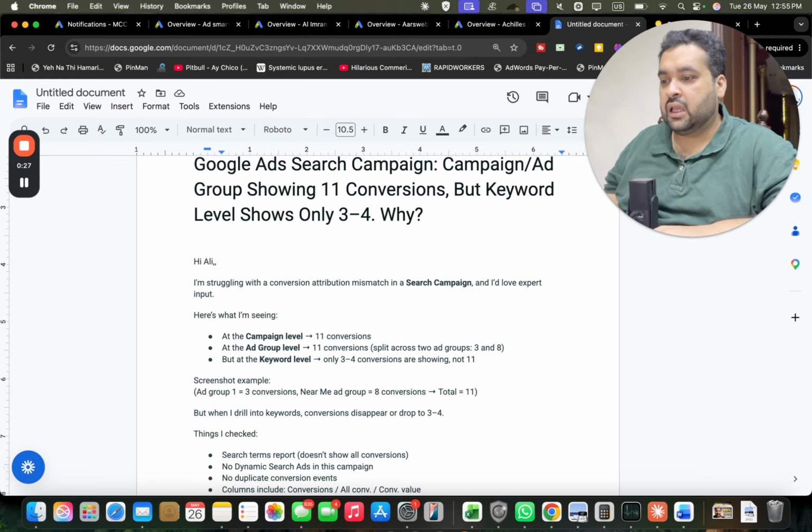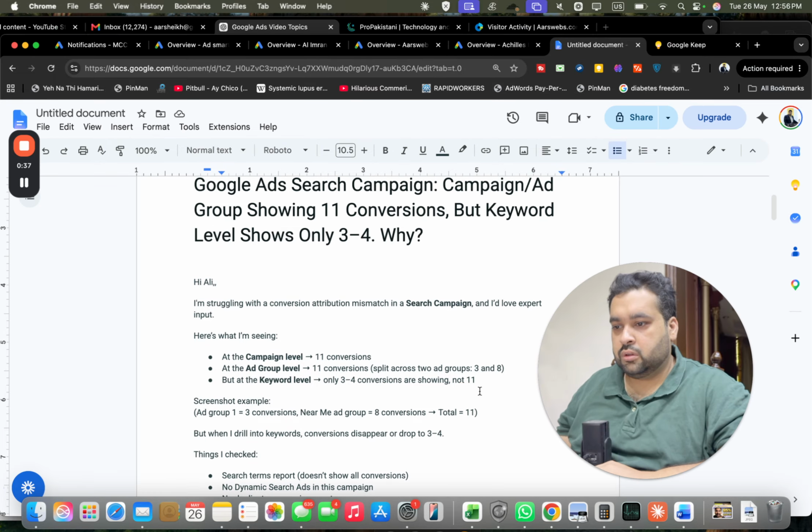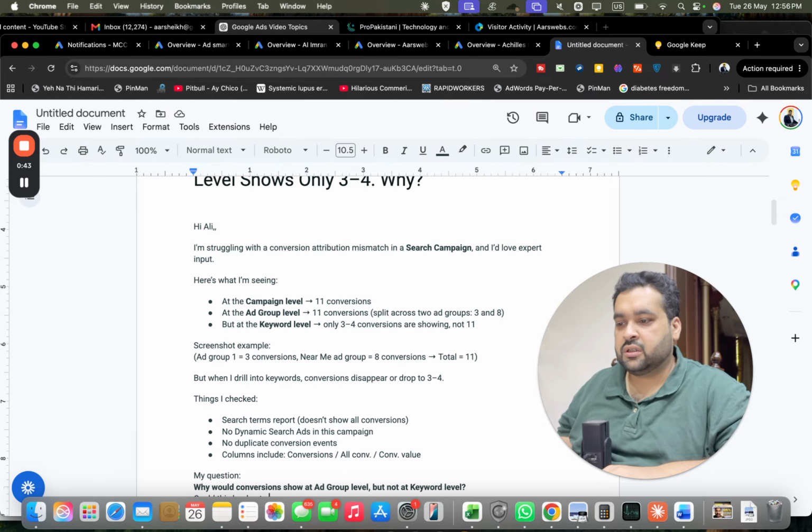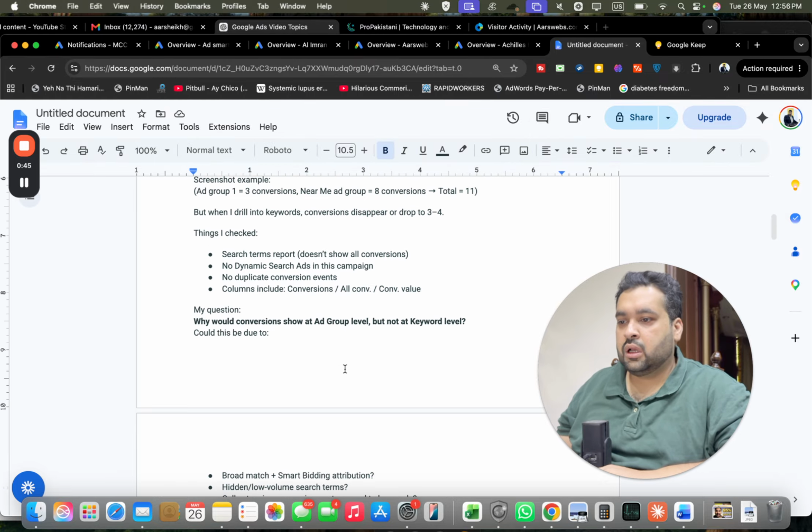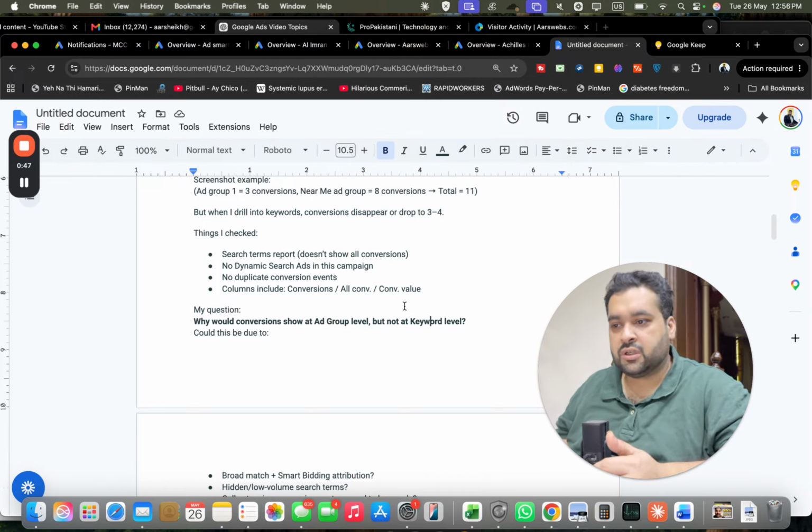not 11. For example, ad group 1 equals 3 conversions, near me, ad group A equals 8 conversions, total 11. But when I drill into keywords, conversions drop to 3 or 4. Things I checked: the search terms report doesn't show all conversions, no dynamic search ads in this campaign, no duplicate conversion events. Columns include conversions and all conversion value.